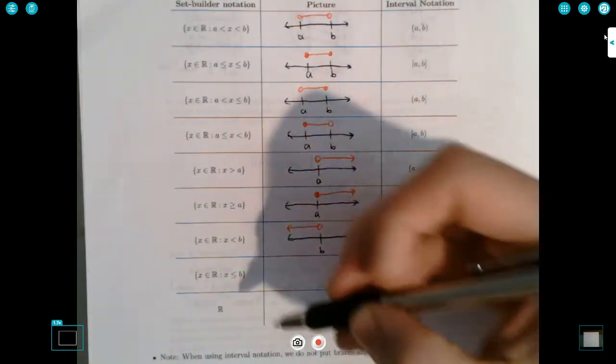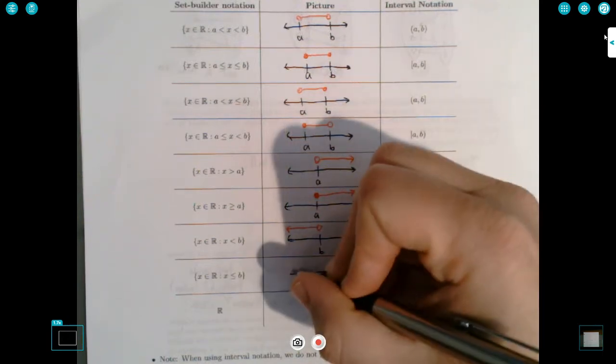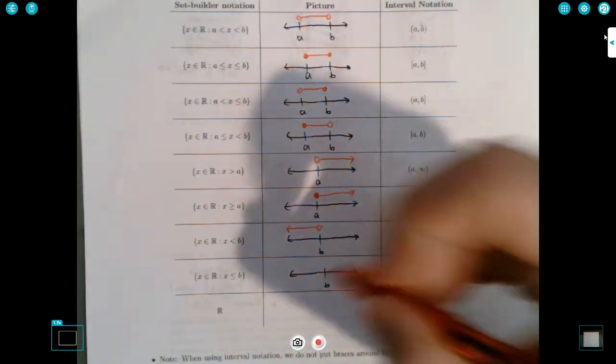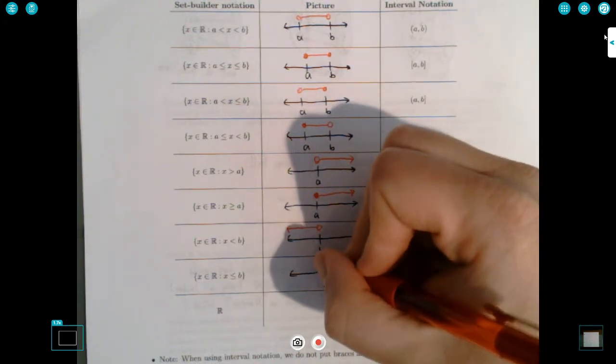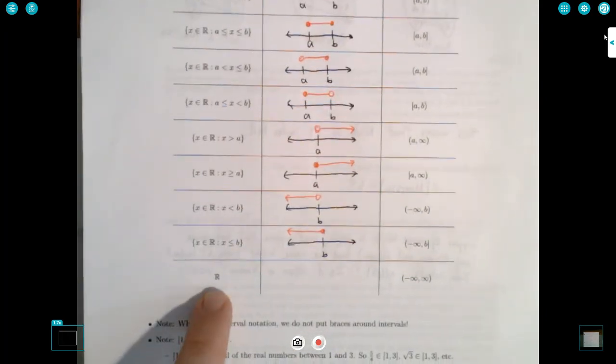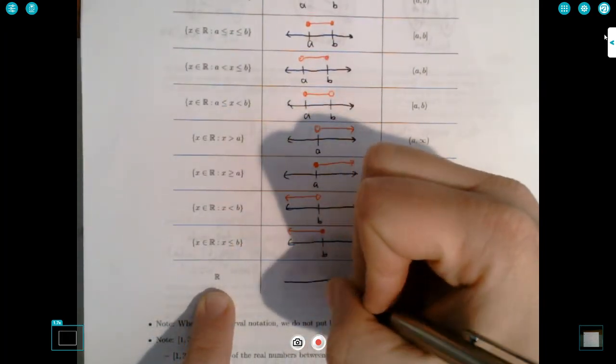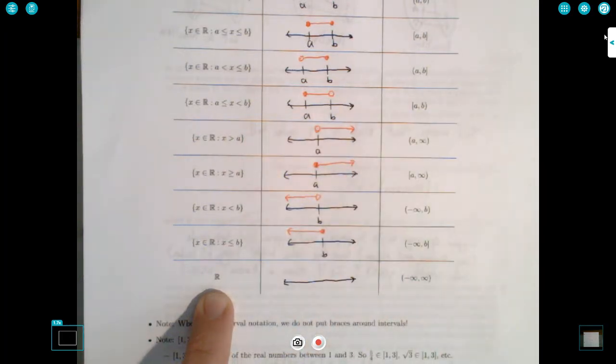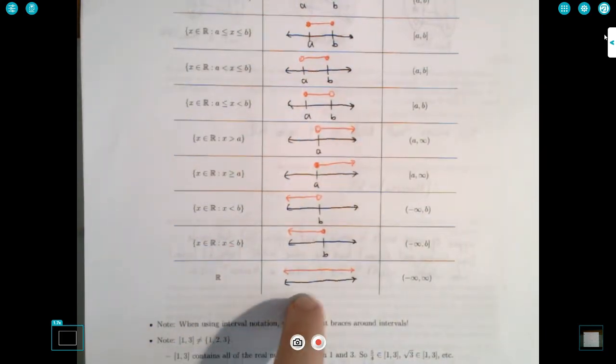If we wanted to include b, then we would use the closed circle in the graph, on the number line, and we would use a bracket in the interval notation. And then finally, if you want to just indicate all real numbers, so if this is your number line, then all real numbers is just the whole number line. So you just do that with arrows on both ends. And in interval notation, we would write that negative infinity to positive infinity. All right, so that's how interval notation works.